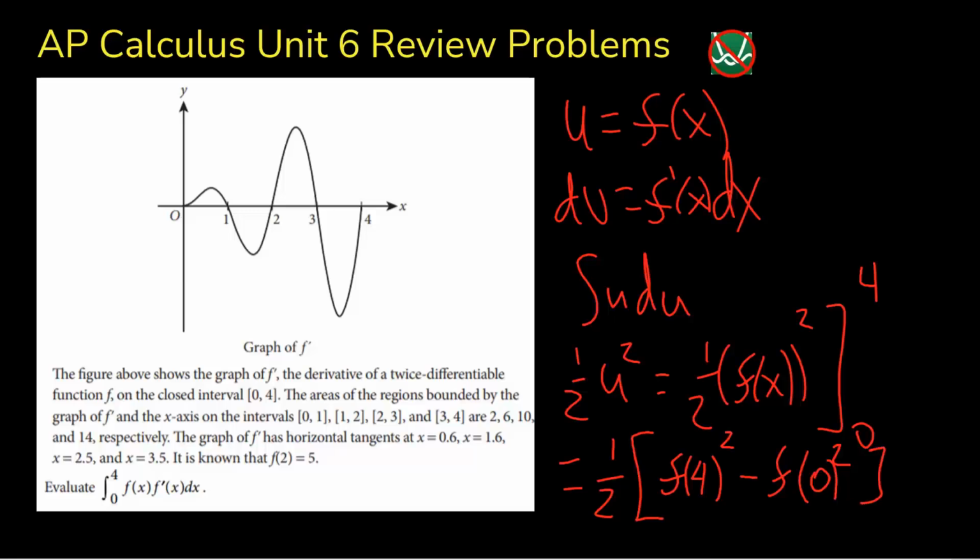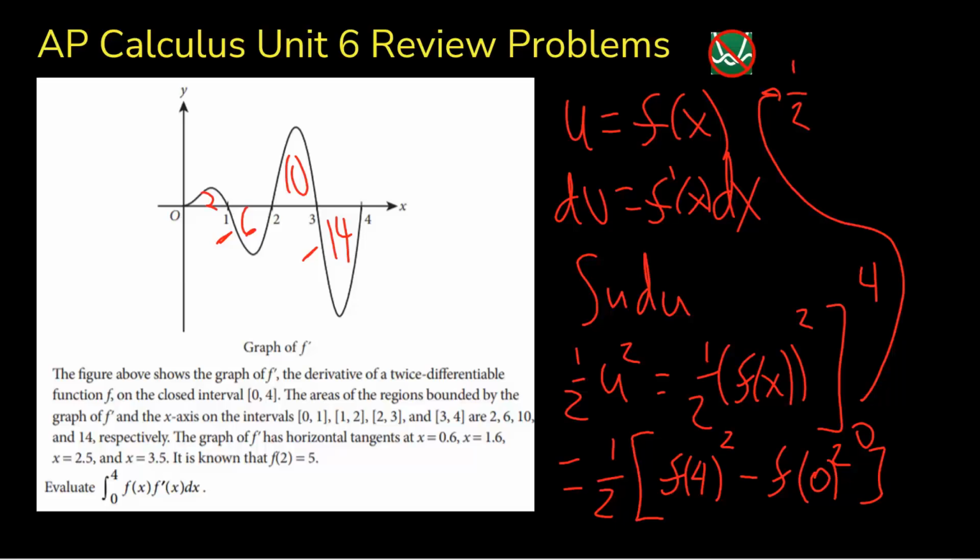F of 4 would be the accumulated signed area up to 4 on the graph. Well, we know this first region is 2, then this region is 6, the next region is 10, and then the last region is 14. The 6 and the 14 get counted as negative. I'm going to write my answer up here. So we have to figure out f of 4.